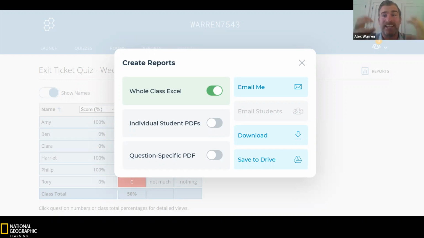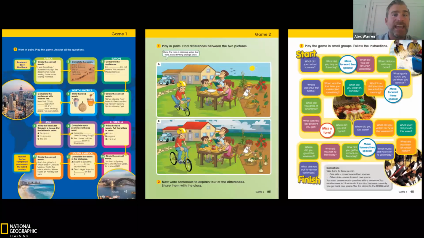So that's exit tickets. Very quick, a few other ideas on formative assessment. Games. Games are a great opportunity for formative assessment because students are engaged. It's recycling language across a unit. You can listen in to multiple people.